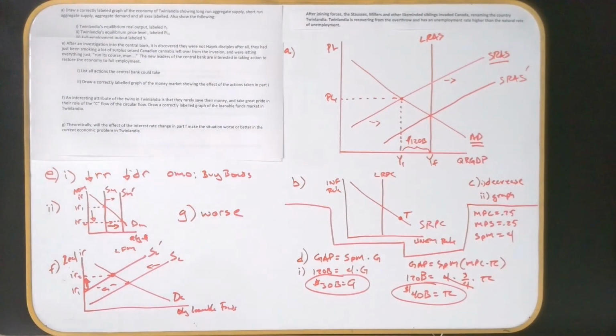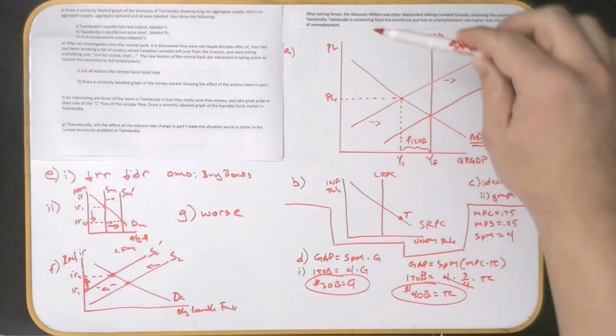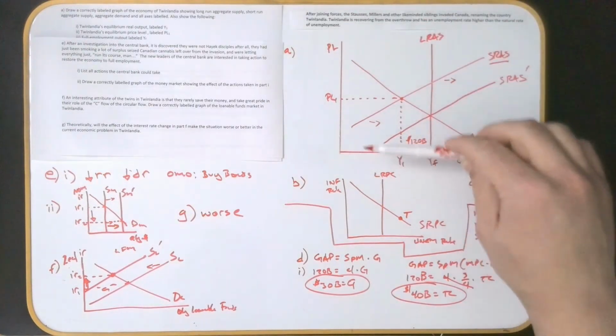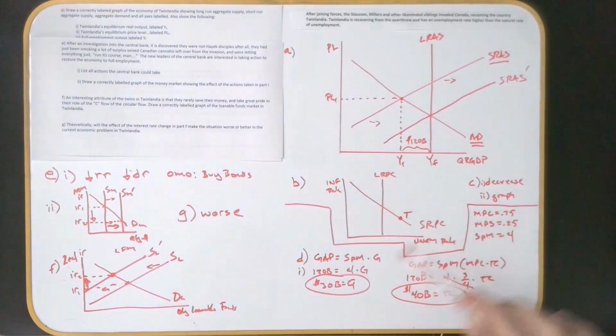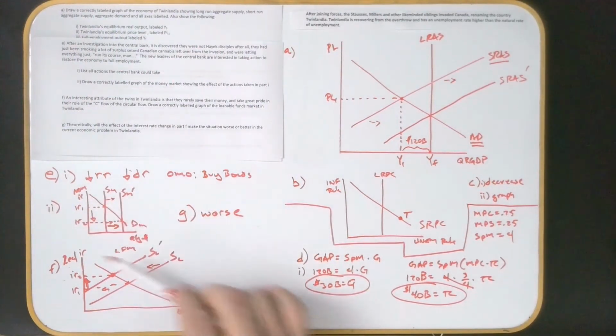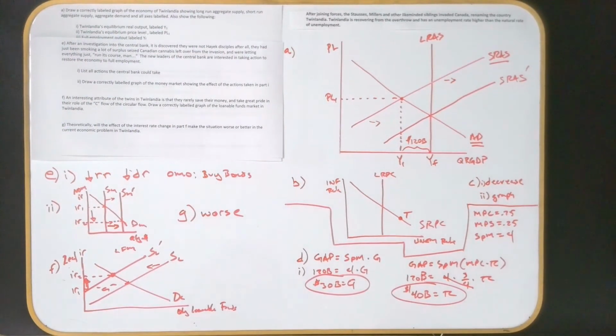Okay. So the nice thing about this question was we had the ADAS model, we had a Phillips curve, we had a money market, and we had a loanable funds market. So it's a very comprehensive question. Okay. So there it is. Hopefully that made sense. Didn't take too long to do that, you guys. We're just over 10 minutes here.